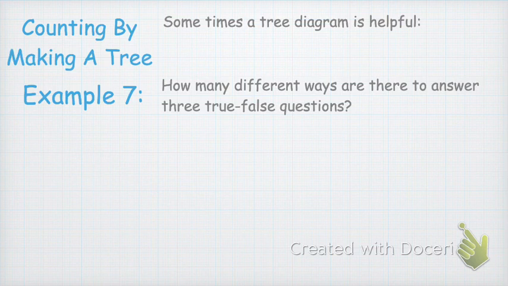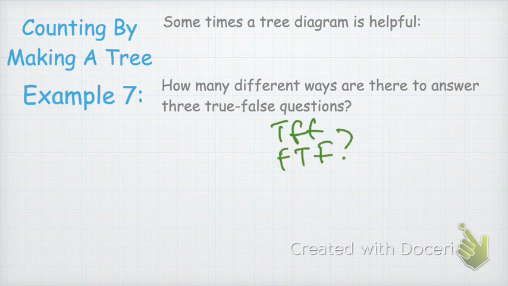Here's another tool that can be useful, especially when you've got several different things you're trying to keep track of. That is making a tree. The question is, how many different ways are there if you wanted to answer a couple of true-false questions? For instance, you could say true on the first question, false on the second question, and then false on the third question. That'd be a possibility, right? True, false, false. Or false, true, false. So there's at least 2 possibilities. To make sure that we cover them all and don't forget some, we could make a tree.